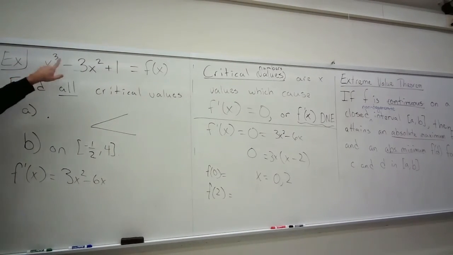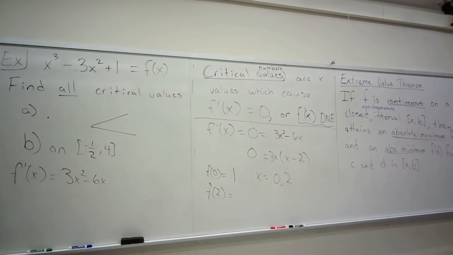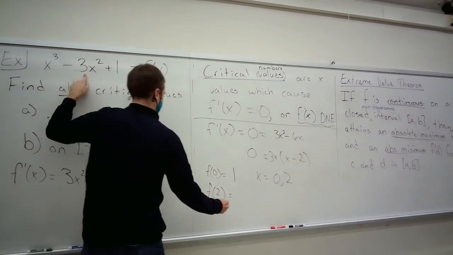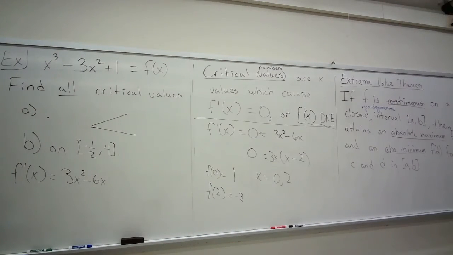Plug in 0, what do we get? Plug in 2, what do we get? 8, 9, minus 12. Our graph comes up from some value to a height of 1. And then it goes down to a value of negative 3, and then keeps going back up. We've pinpointed exactly where these things are.